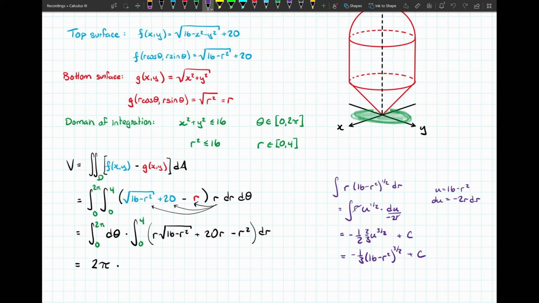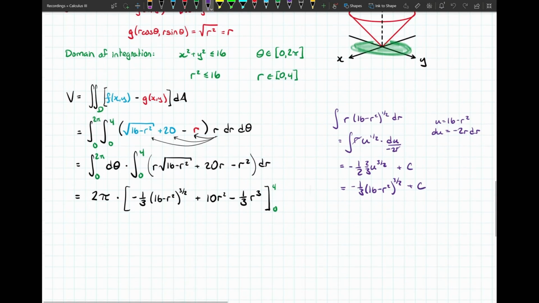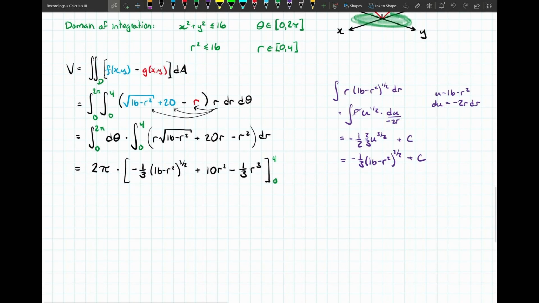For our second integral, we now have the antiderivatives all ready to go. The antiderivative of that r times root 16 minus r squared we've already found by substitution. The antiderivative of 20r is 10r squared, and by the power rule, the antiderivative of negative r squared is negative 1/3 r cubed. Because this is the definite integral, we have to evaluate from r equals 0 to r equals 4.